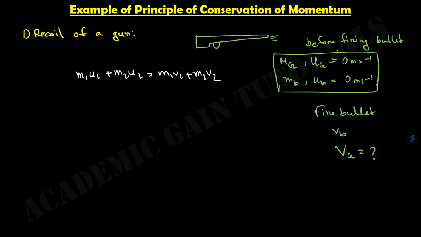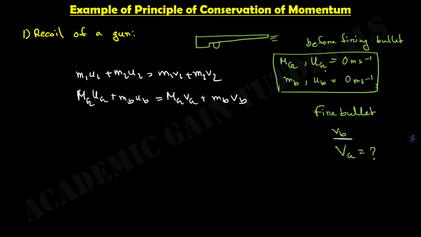So here collision means firing the bullet. For m1 we will use m of g, and for u1 we will use u of g. For m2 we will use small m of b, and for u2 we will use small u of b. For the final terms, m1 v1 will be m of g v of g, plus for m2 we will use small m of b, and for v2 we know this is the v of b.